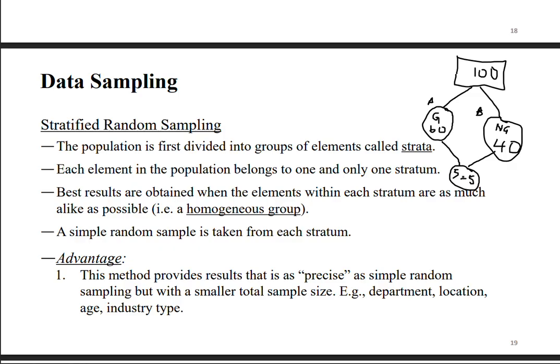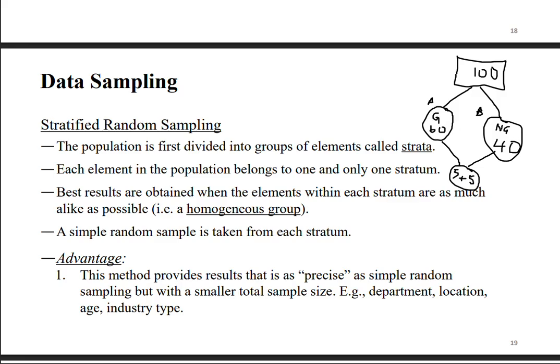And so together, I have 5 from the A group, the glasses group, and 5 from the not glasses group. So then I create a random sample of 10 students with 5 of them wearing glasses, 5 of them not wearing glasses, to form my random sample.